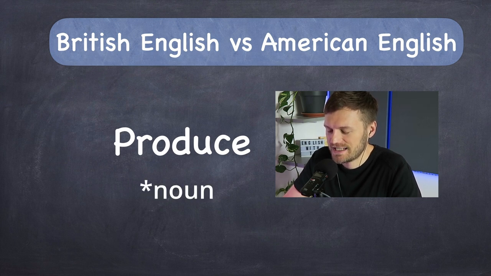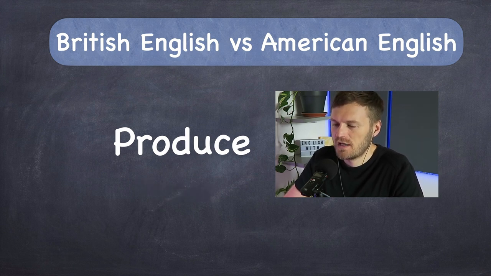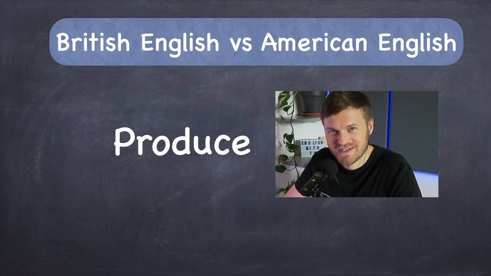The next word is spelled P-R-O-D-U-C-E. And in British English, this would be produce. Again, the O is pronounced like an U. In American English, it would be more like produce. So the O is very round. Again, produce and produce. Here's an example of the American English pronunciation.